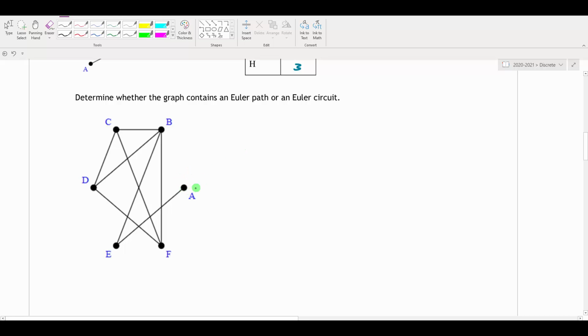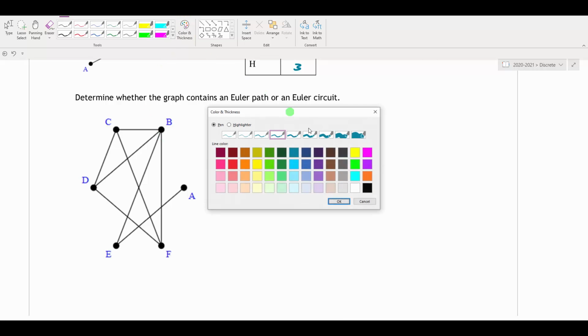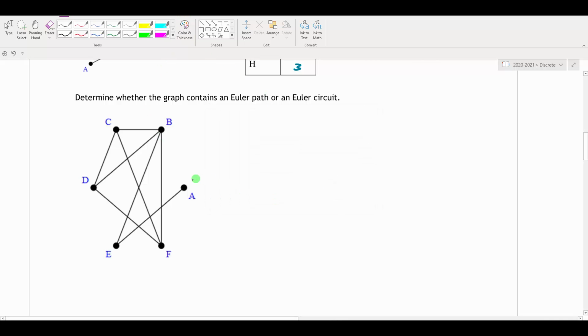So I'm going to start with A. A's got a degree of 1. Let me switch colors, so it's the same color as the letters there. All right, so A's got a degree of 1. Let's go to B. So we got 1, 2, 3, 4. And just that 1 popping up there tells me that there's no circuit in this graph already, right? Because remember, for an Euler circuit to exist, they all have to be even. So 1, 2, 3, okay.